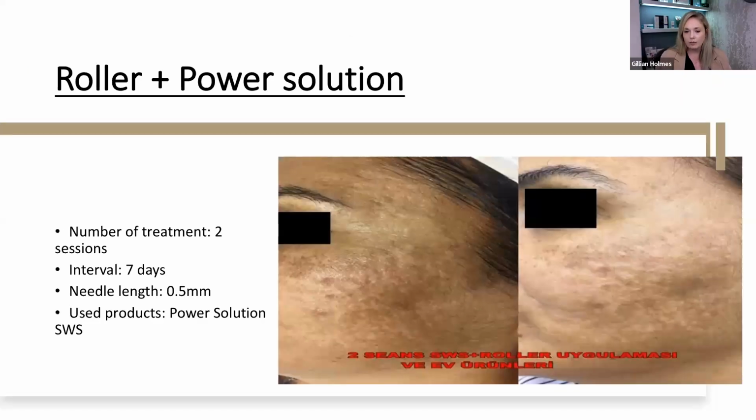So just some before and afters, specifically for microneedling. So this was with a roller and the SWS power solution, as I suggested. This is the one that we need to use to achieve results, because this is after only 2 sessions, with a week in between those 2 sessions. So it's very quick, as you can see, it will have altered that skin life cycle. It's already started to improve the appearance of hyperpigmentation on the surface of the skin.